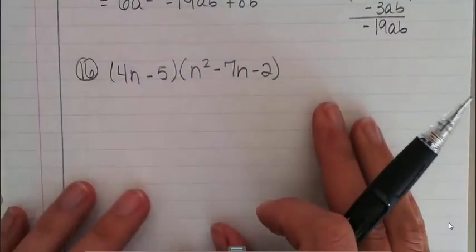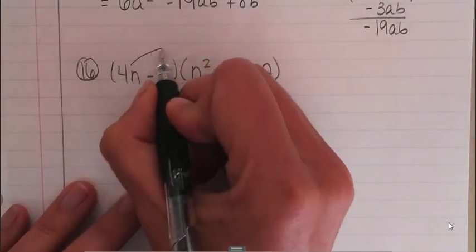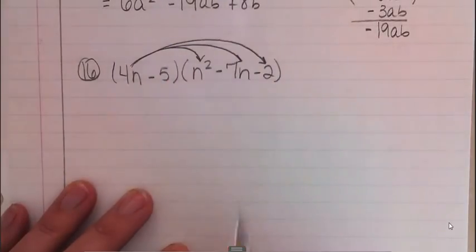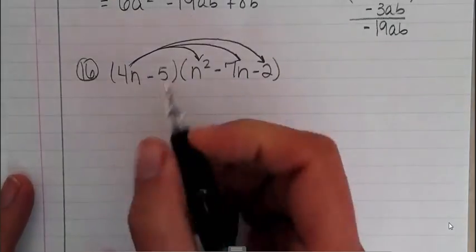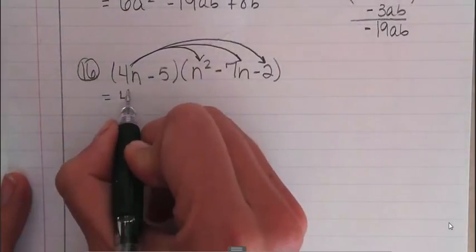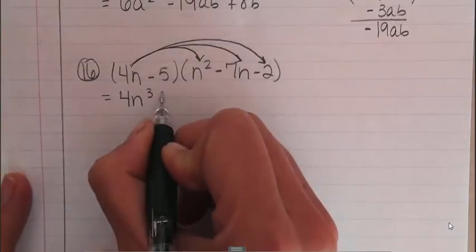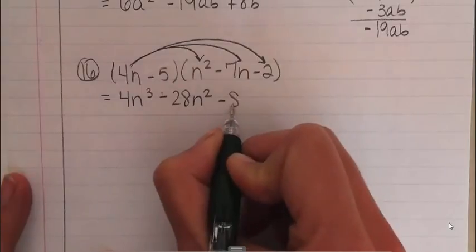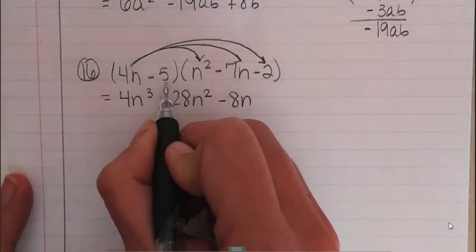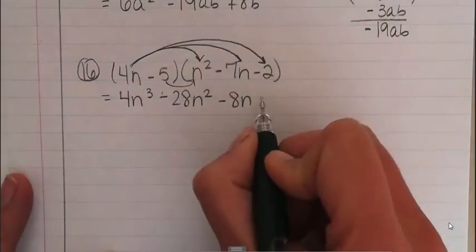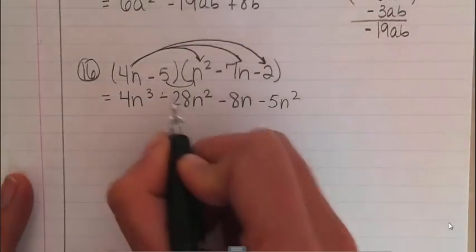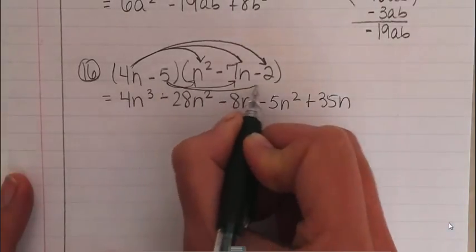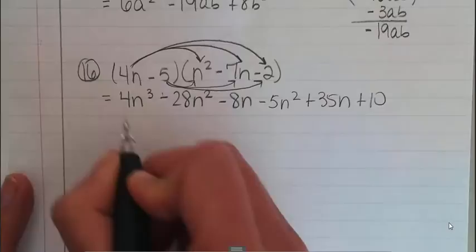All right, so for this one, it's just straightforward. I'm going to distribute my first term to all three terms in the second polynomial. So I would end up with 4n cubed minus 28n squared minus 8n. Then I'm going to take the second term and distribute that to each thing. So negative 5n squared, positive 35n, positive 10.